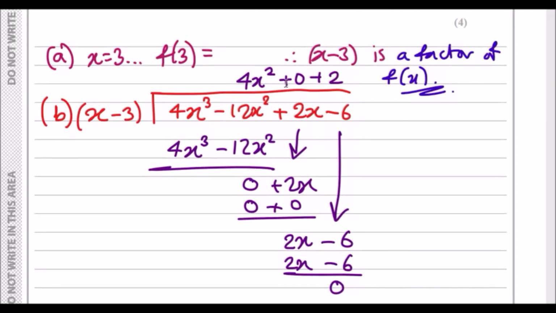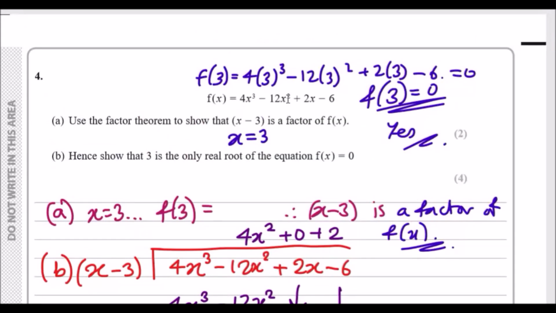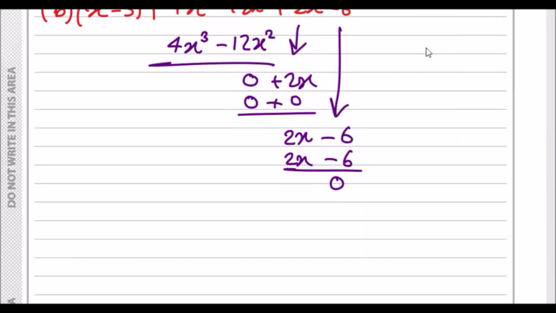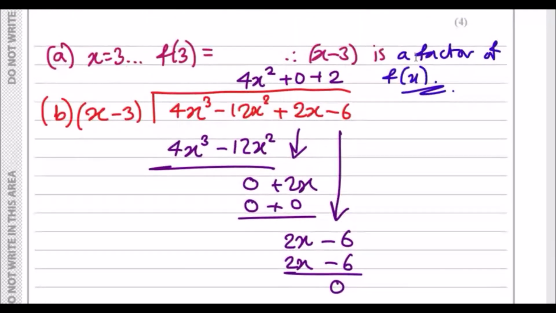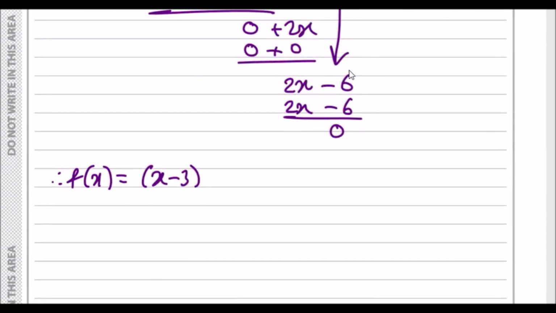Now what do we have so far? So now we got 4x squared plus 2 as our final quotient. This is our solved solution. So we can say that this term here times x minus 3 will give us the f(x) function. Okay, so just summarizing this, the function can be factorized to x minus 3 and 4x squared plus 2.